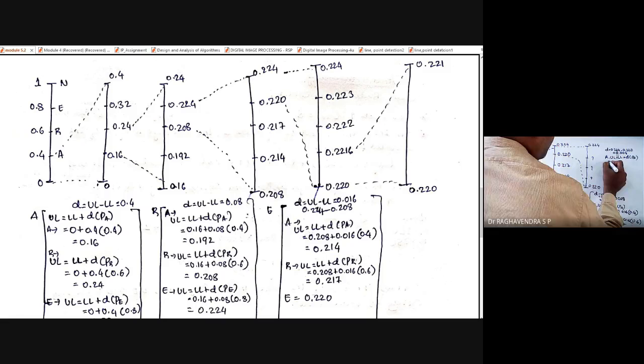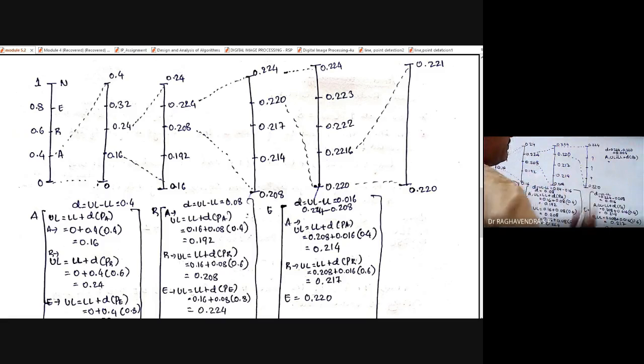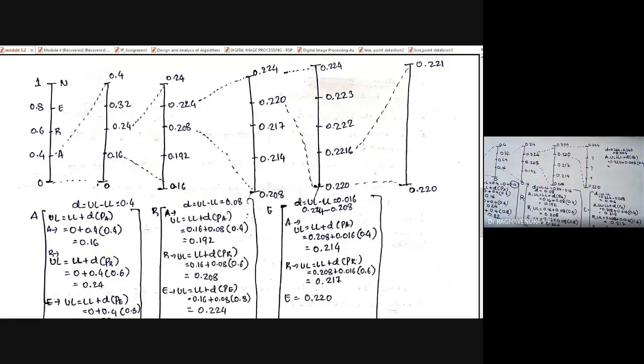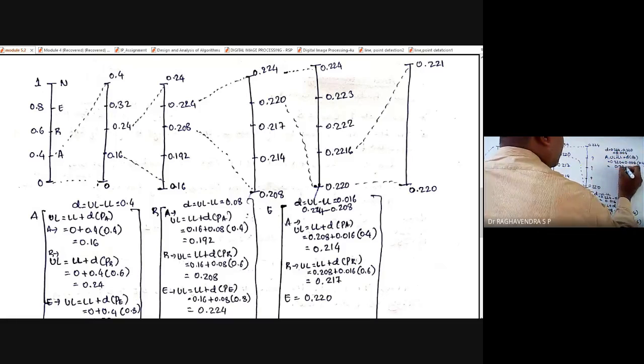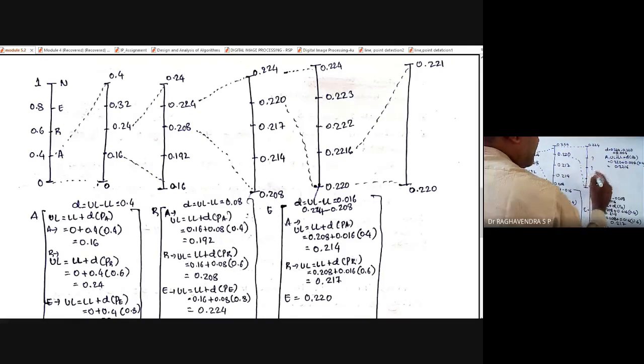Substitute and see what value comes for A. The lower limit is 0.220 plus D value 0.004 into the probability of A, which we know is 0.4. So what does this come to? 0.2216. So this has to be substituted here. Next, similarly, let us do it for R.